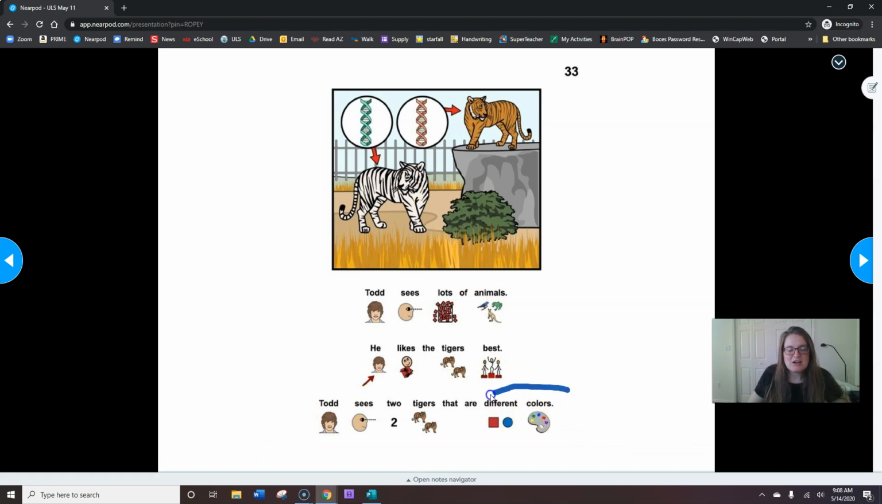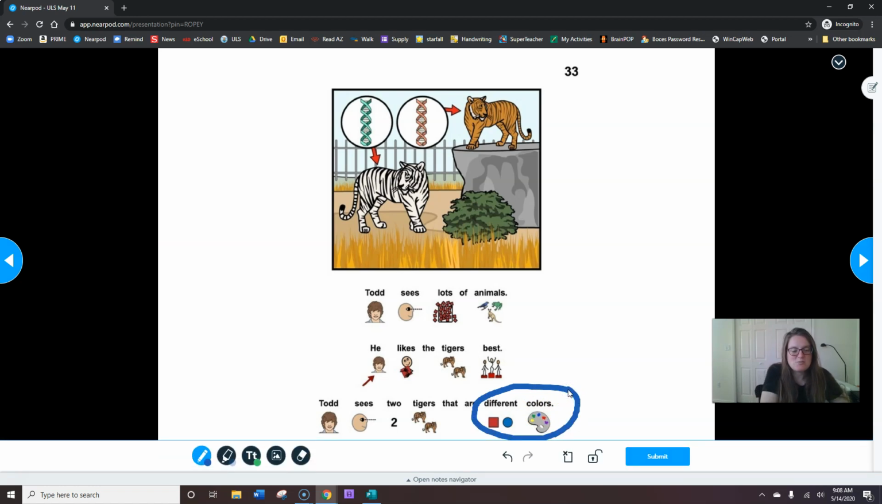Let's circle different colors because one is orange and one is white. Let's circle different colors and then hit submit.